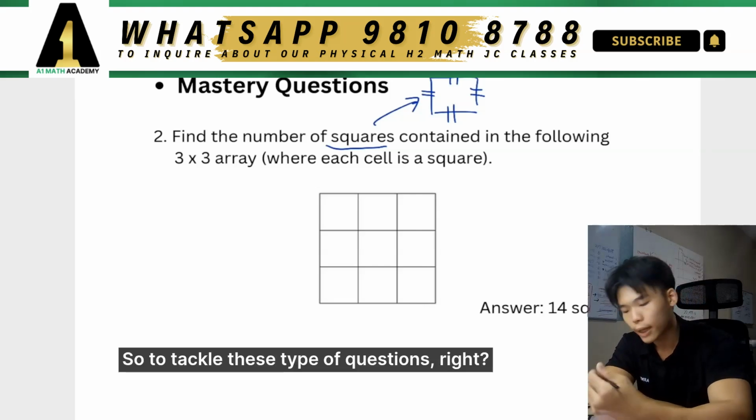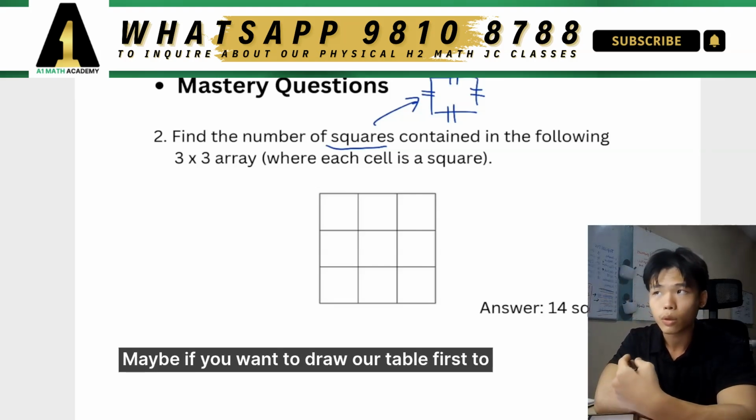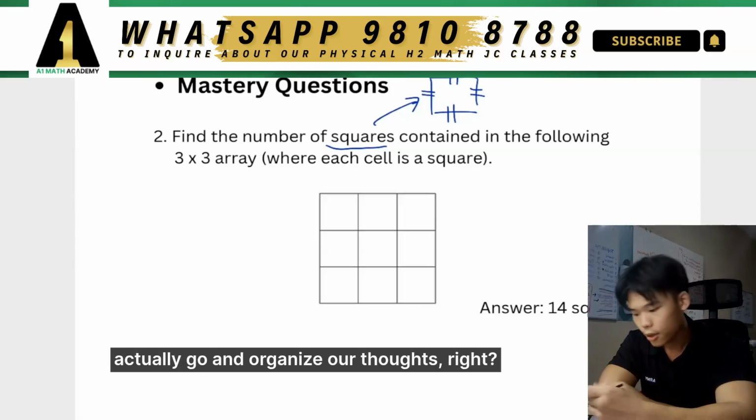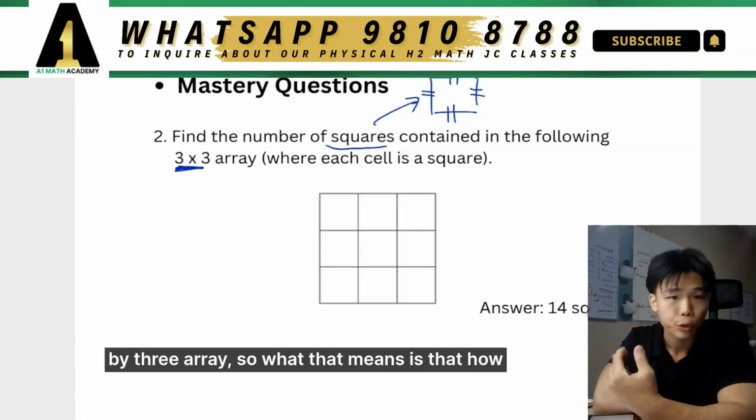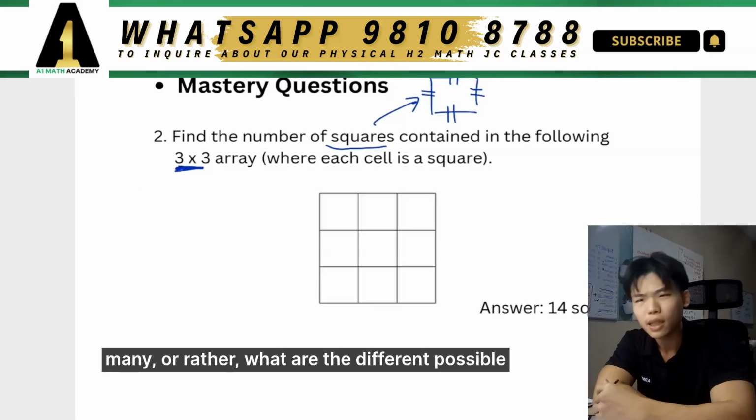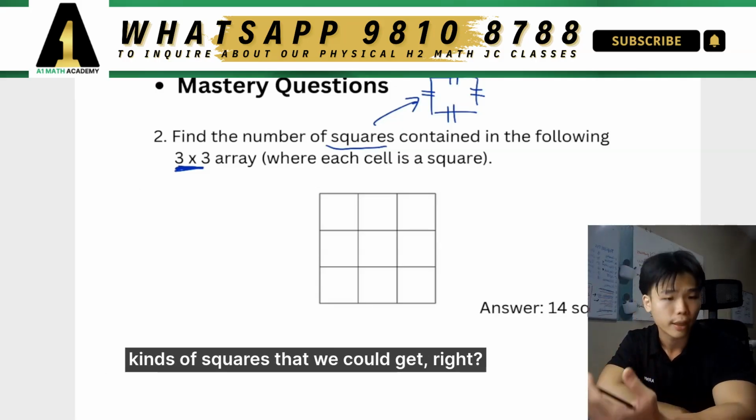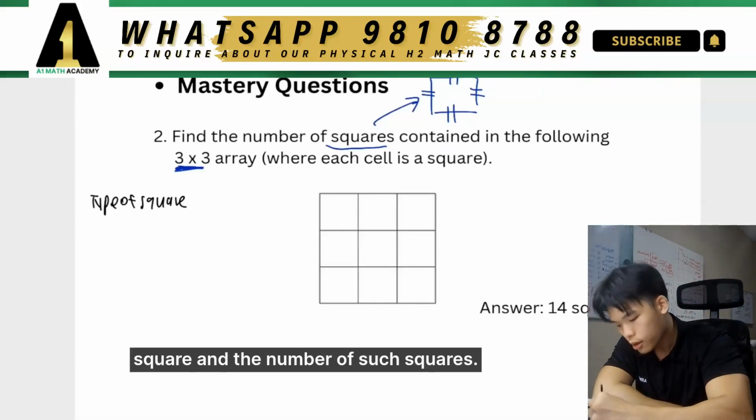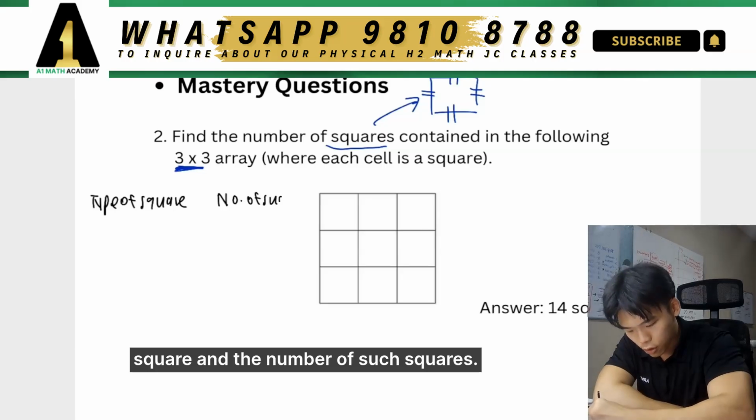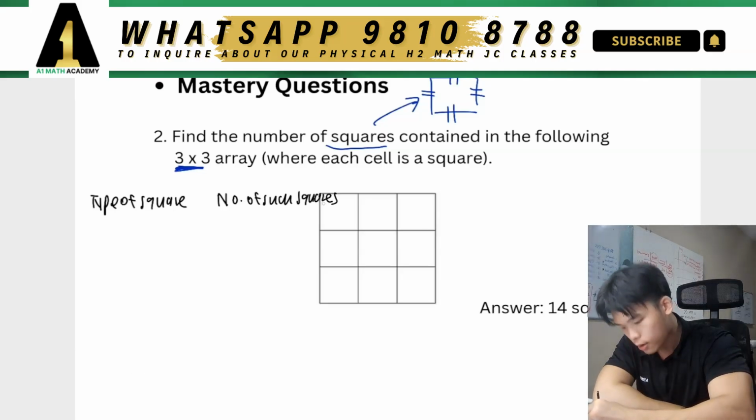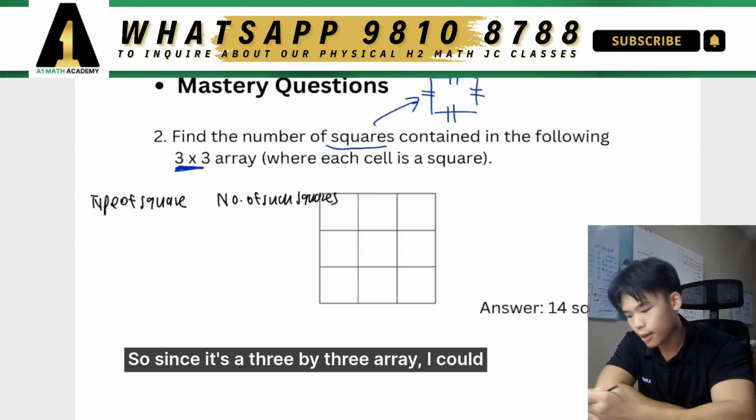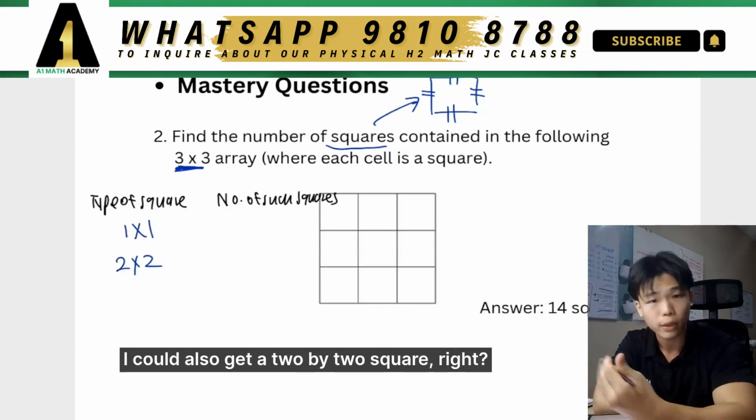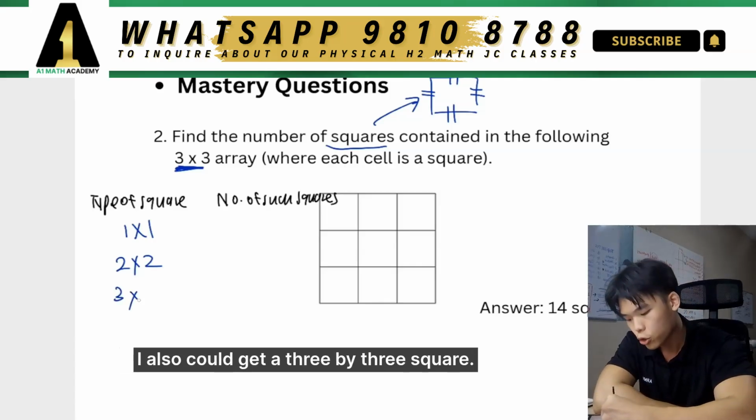So to tackle these type of questions, maybe we want to draw our table first to organize our thoughts, right? Given the constraint of the question is a 3 by 3 array, what are the different possible kinds of squares that we can get? So I'm just going to write here the type of square and the number of such squares. Since it's a 3 by 3 array, I could possibly get a 1 by 1 square, definitely possible. I could also get a 2 by 2 square. I also could get a 3 by 3 square.